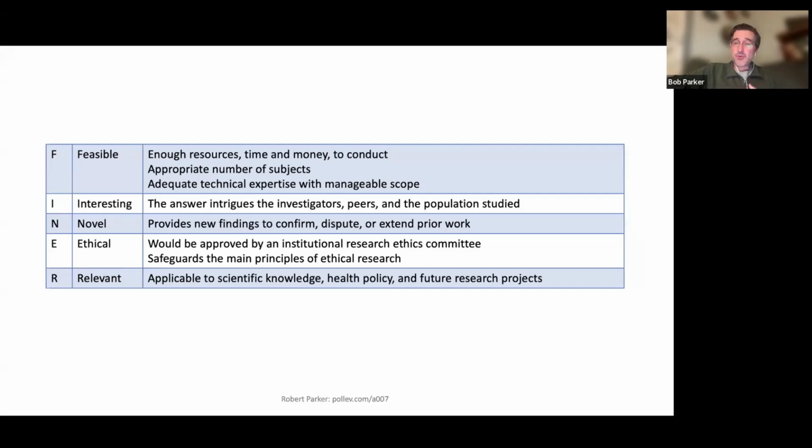You might not have the appropriate number of subjects. For example, you want to study a rare disease and you want to do an intervention. But if you're not going to be able to enroll enough of those patients, then it's not going to be feasible. You also need to have the adequate technical expertise with a manageable scope. So that technical expertise might be widening your team so you have others on your team who have the expertise. But is the study feasible?